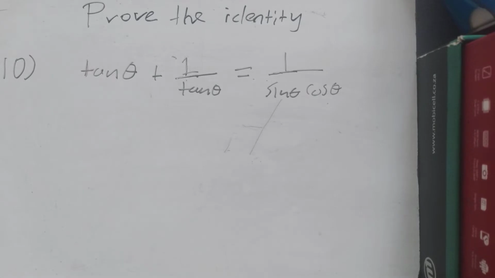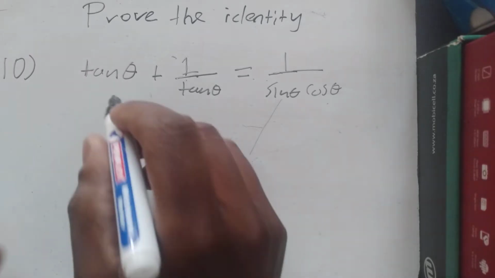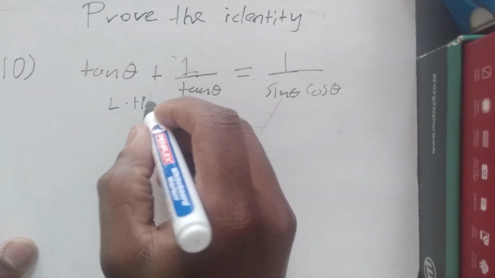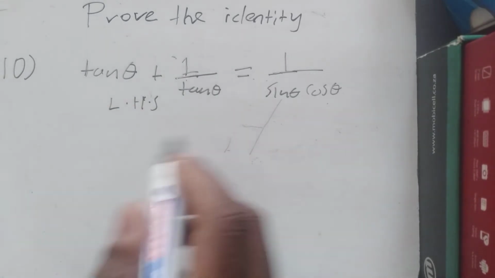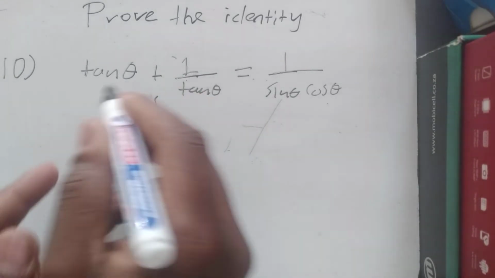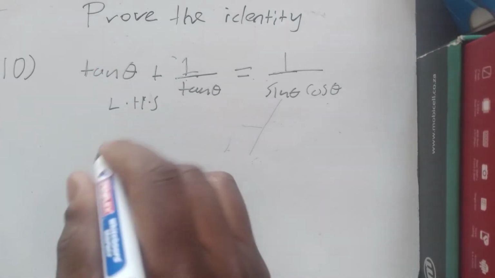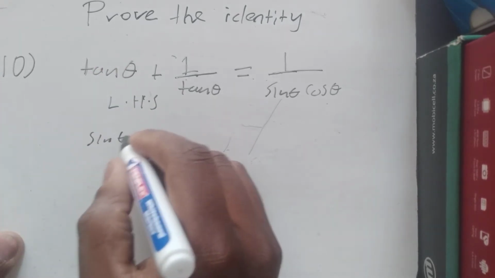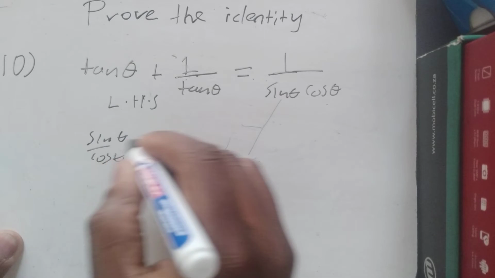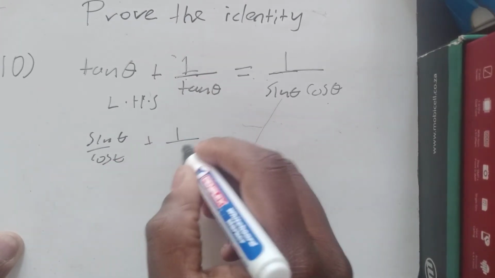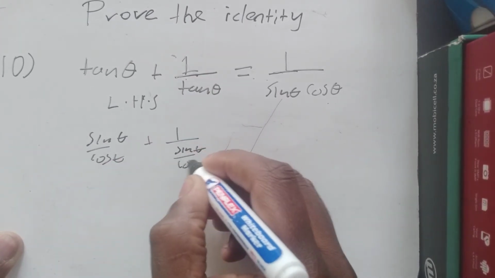So here is the next exercise. So of course we choose the left hand side, and let's change that. So you see, we see tan. Of course you could add the fractions first, but just change it. So this becomes sine theta over cos theta. Then this is the same as 1 over sine theta over cos theta.